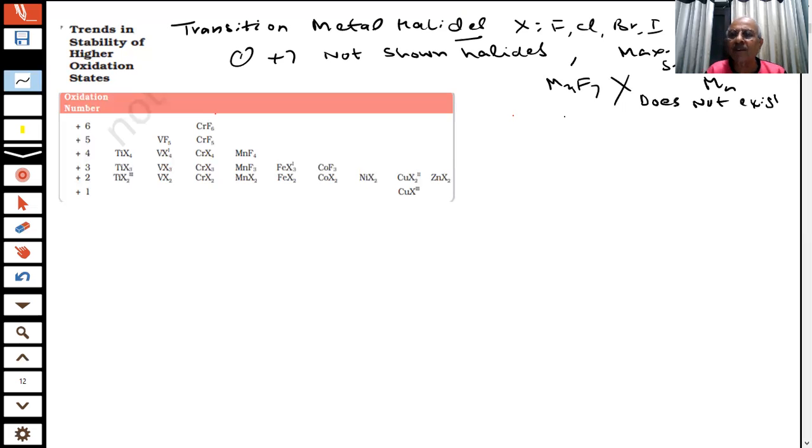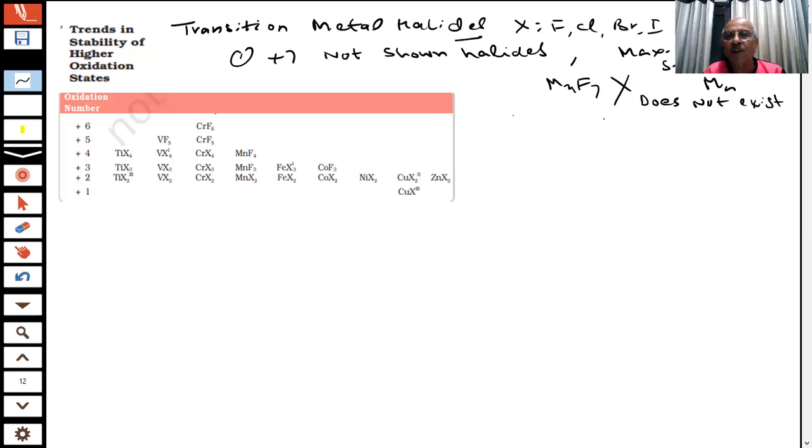So it is clear that for the highest oxidation state, fluorine is the strongest oxidizing agent, but still it is not forming plus 7 with manganese. It is quite difficult, because manganese plus 7 will be very small in size, and stabilizing it with 7 fluorines would cause crowding, which is not sterically possible. So it is not forming anything like plus 7.